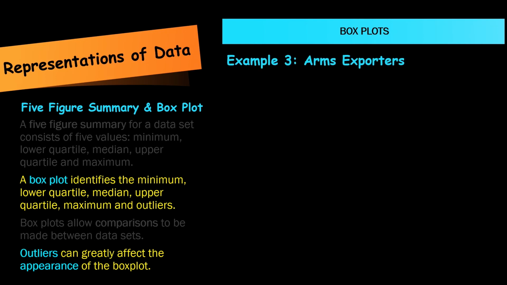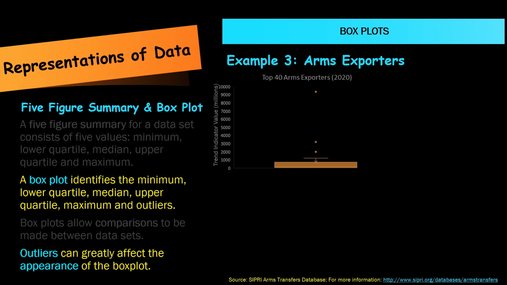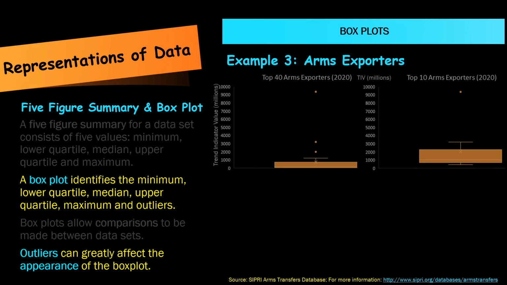Let's take a look at a real-life example, arms exporters. Here's the box plot for the top 40 arms exporters, with the trend indicator value in millions given on the y-axis. Notice that we have 3 outliers in this set. Suppose instead we take the top 10 arms exporters. This time, notice, we have only one extreme value.